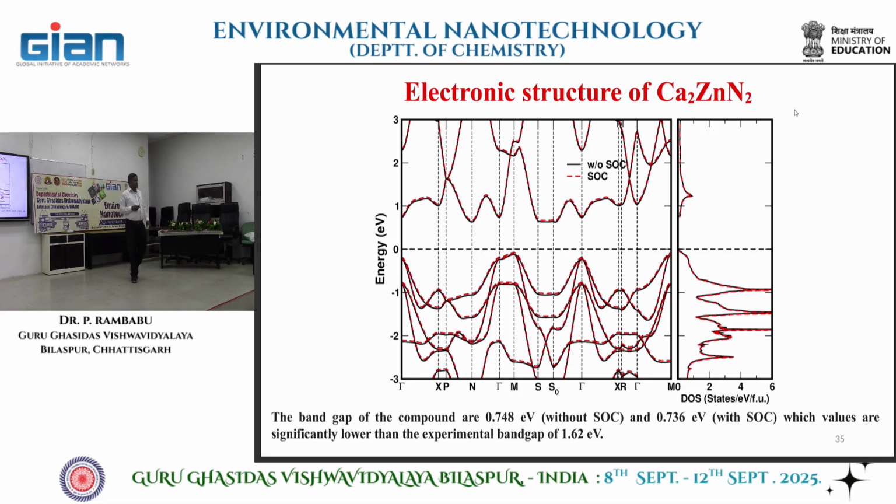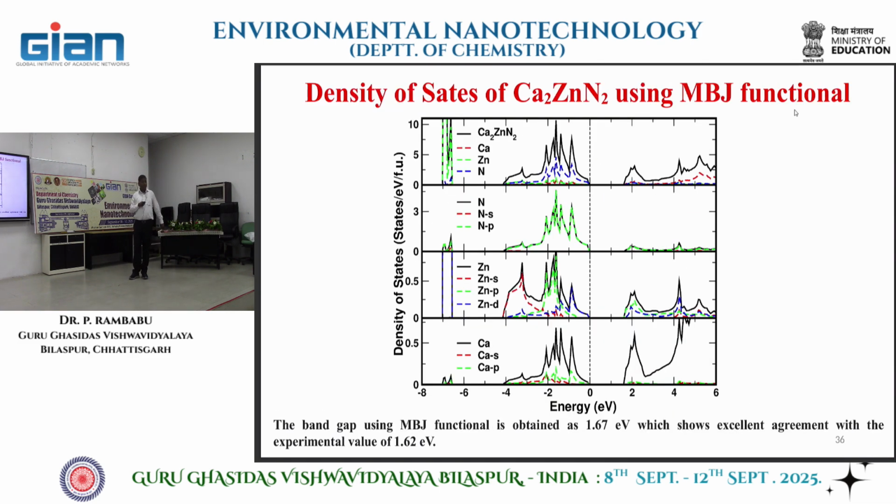1.62 electron volts. But if I want to get the correct thermoelectric properties, I have to match the calculated band gap exactly, or nearly, with the experimental band gap. So PBE, without spin orbit and with spin orbit, is not giving fruitful band gaps. So what I have done is use a hybrid functional, the MBJ functional, using VASP.